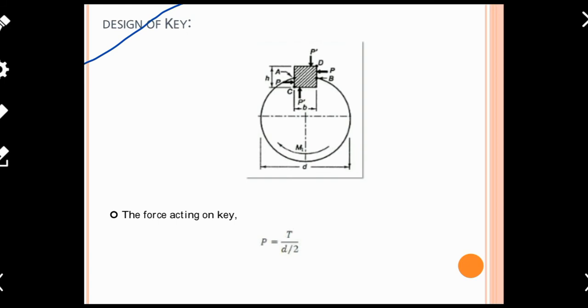Whereas look at the top horizontal surface of that key, there is one more force, and that is P dash. Actually this P dash force represents the dead weight of the rotating member. We all know that above this key there is a hub and rotating parts. So whatever the self weight of those rotating members is will apply a force in the straight downward direction. So P dash here represents the dead weight load of the rotating member.